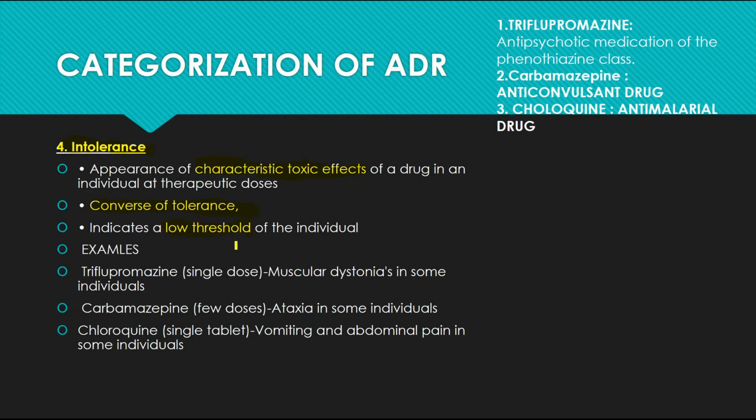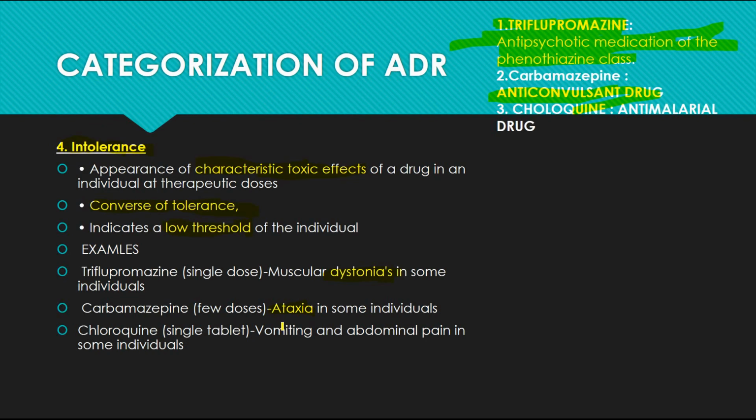Next we are coming to the drugs. Similarly, like the previous slide, here I have highlighted the various drugs and their uses. You will see it here. Triflupromazine is a phenothiazine class of drug. It is an antipsychotic drug. It causes muscular dystonia. And next is carbamazepine. Carbamazepine is an anticonvulsant drug, and it causes ataxia.